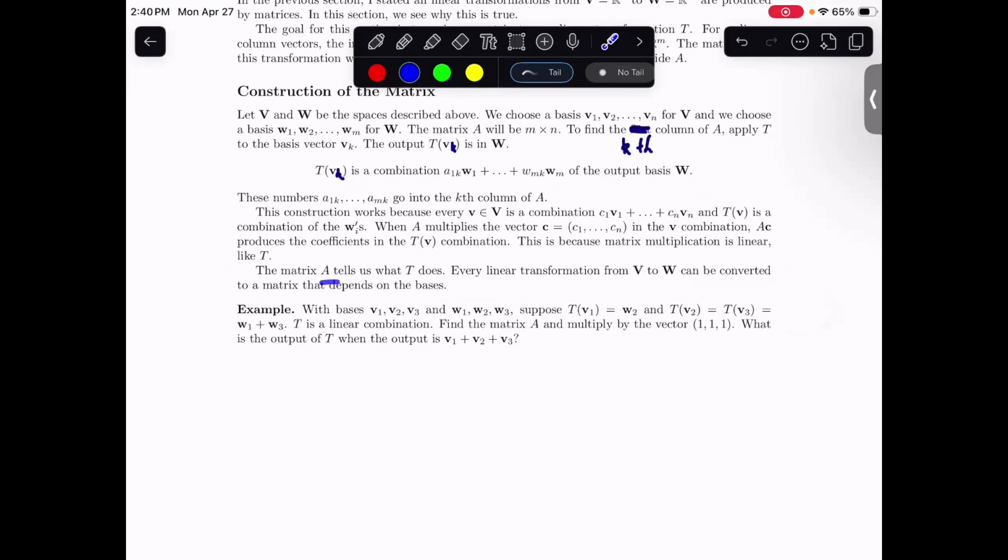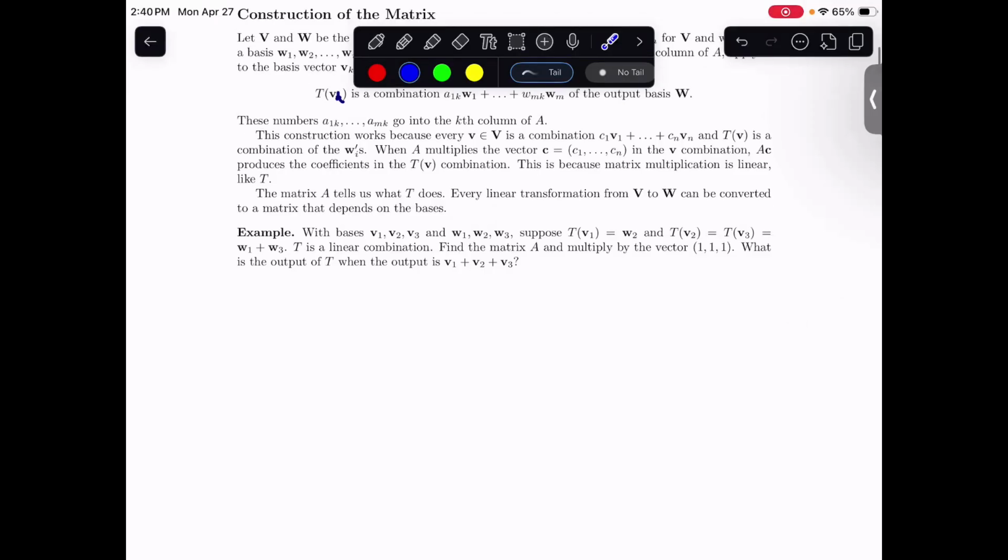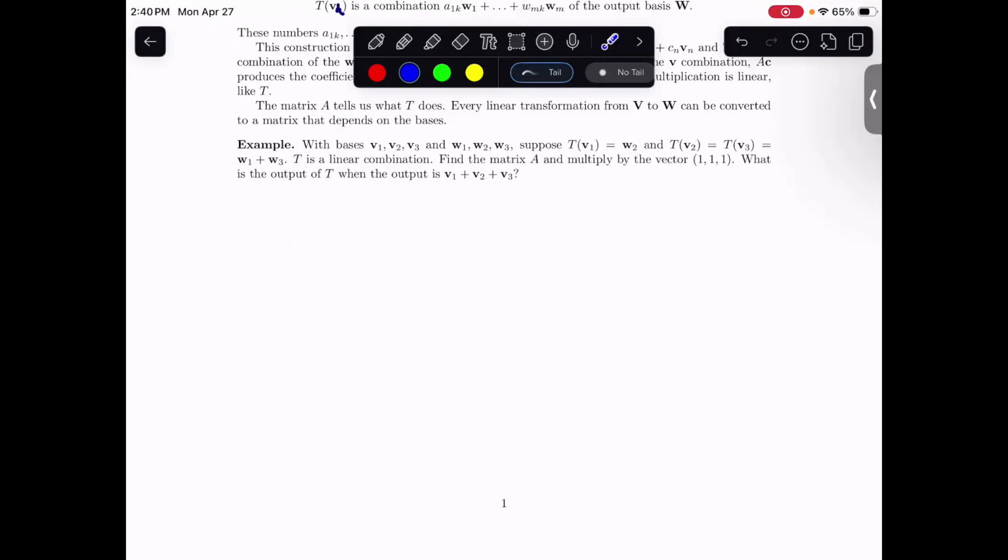And so the matrix A tells us exactly what T does. So if we want to understand T, it suffices to just understand what's going on with A. And eventually we'll relate the column space and the null space of A to characteristics of the transformation T. So every linear transformation from V to W can be converted to a matrix that depends on some basis. And so for this example, we're going to assume V and W are both three-dimensional. So we have bases v1, v2, and v3 for V, and then basis vectors w1, w2, w3 for W. We're going to suppose T of v1 is equal to w2, and T of v2 is equal to w1, and T of v3 is equal to w1 plus w3.